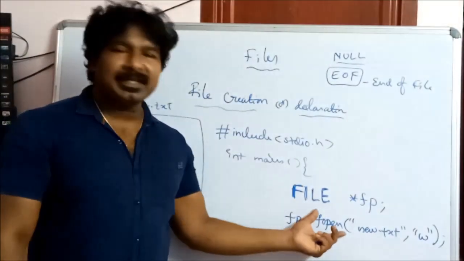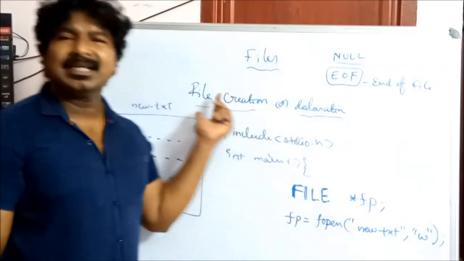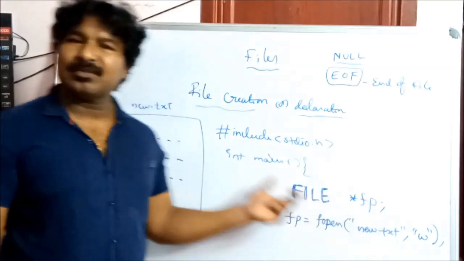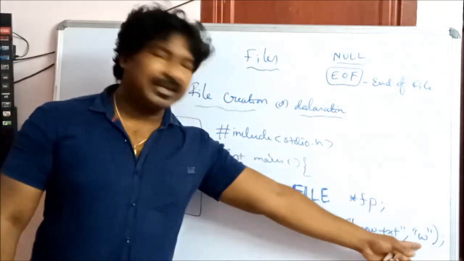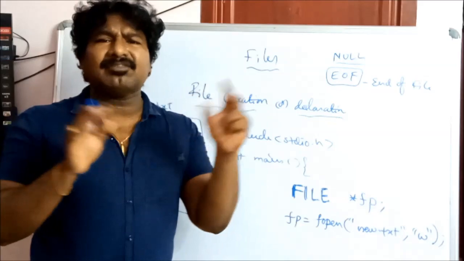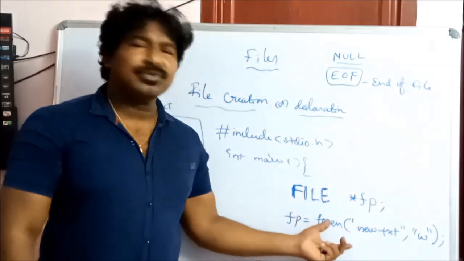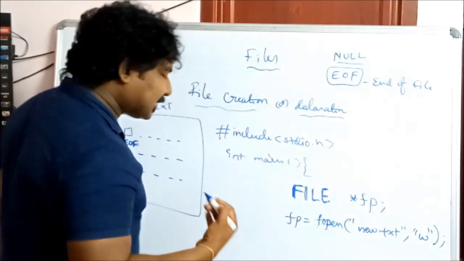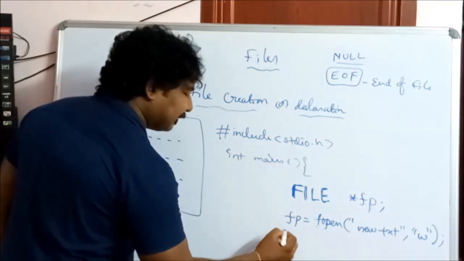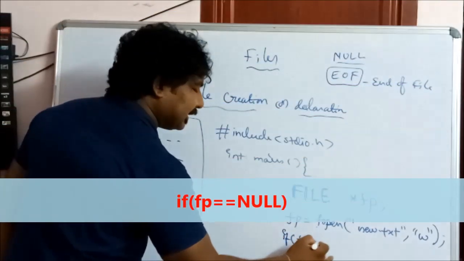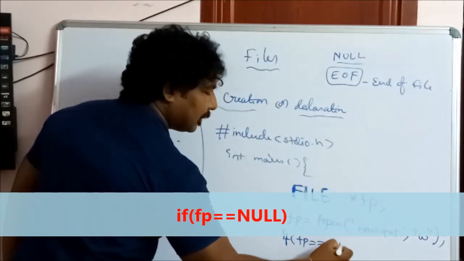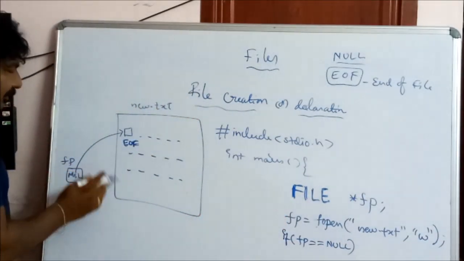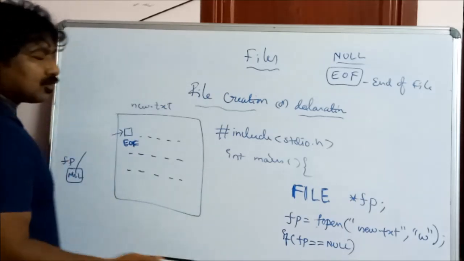Whenever fopen is used, you need to check whether your file is created or opened or not. If you take W mode, it will be newly created. If you take read mode, an already existing file will be opened. But you need to check whether that file is opened or created. For that we have to use a special condition, if fp double equals to null. That means if the file is not created, this will have a null value. That means there is no file here. The file is not created.